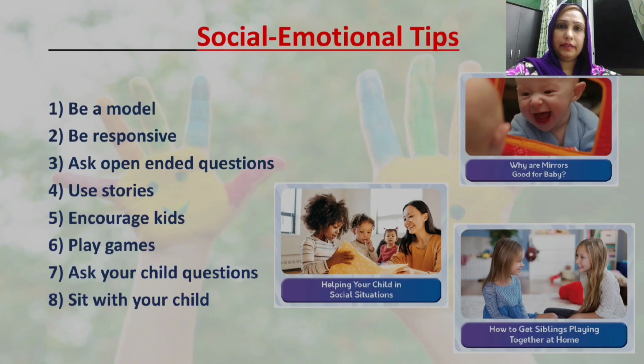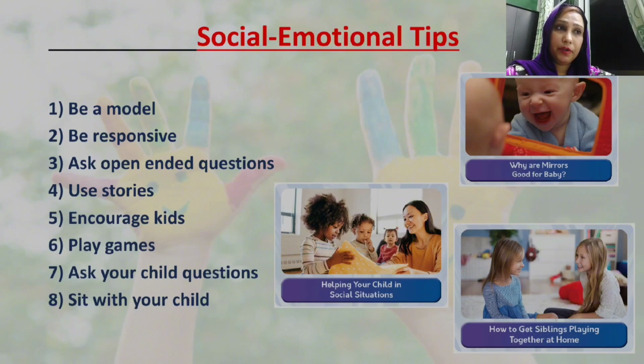Now, let us discuss some social emotional tips which will help your child's social emotional development. Point number 1, you can be a model of the emotions and behaviors you want your child to show. You are your child's first teacher and they look up to you as a role model. Be responsive to your child's emotions and behaviors. Responding will help to develop trust between you and your child.